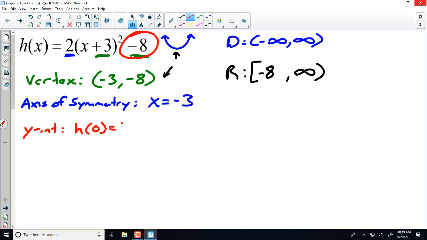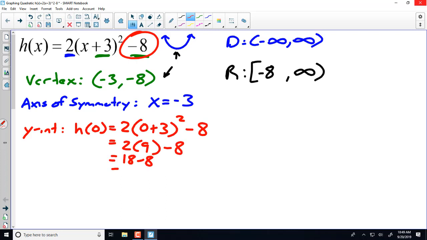And when you plug a 0 into this function right here, you will notice that the 0 does not eliminate everything except for the -8. In fact, we get a 0 plus 3 here, which is 3, and 3 squared is 9. So we get 2 times 9 minus 8, 18 minus 8, or 10. So our y-intercept is actually 0, 10, even though we couldn't see that 10 in the equation before.